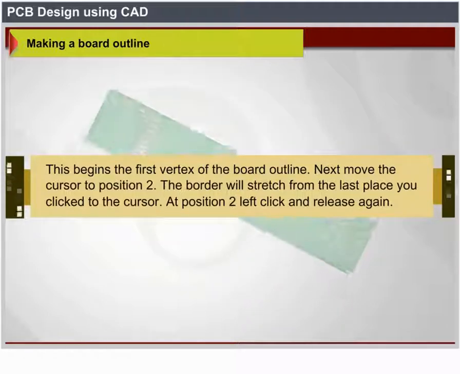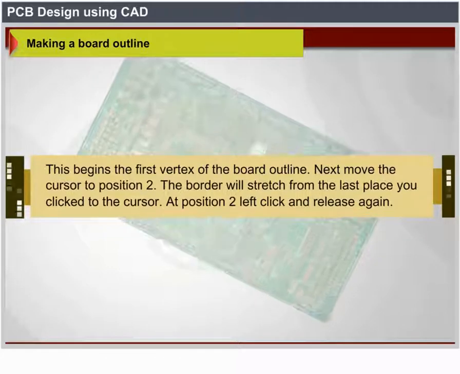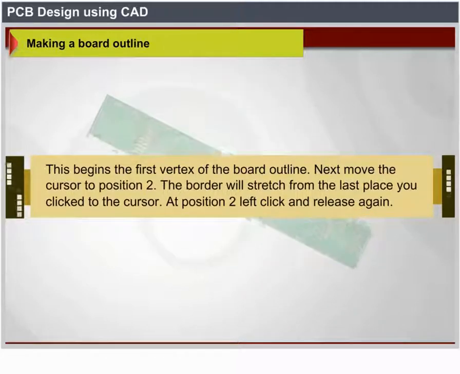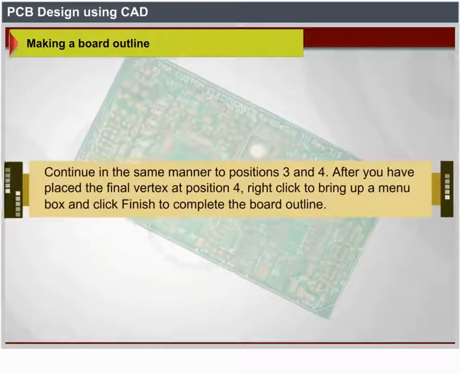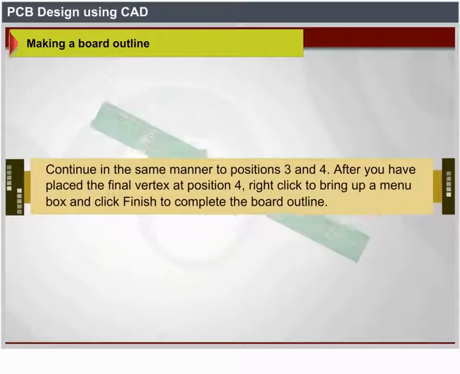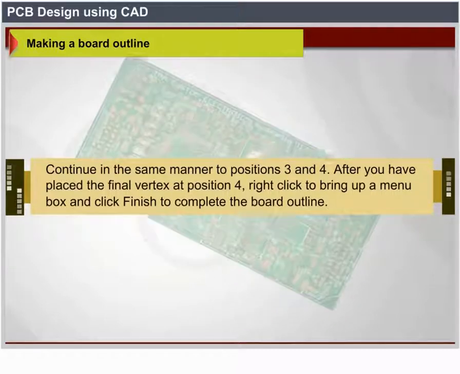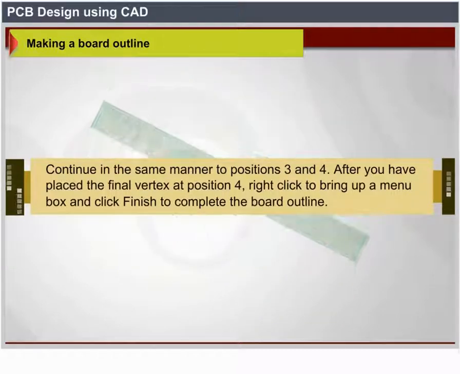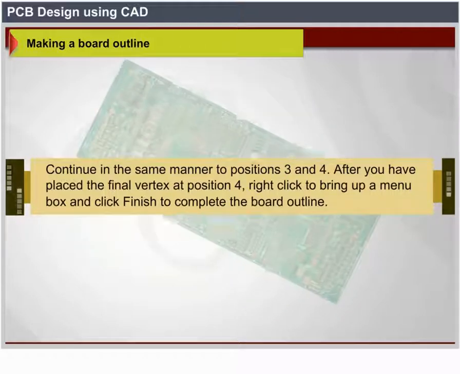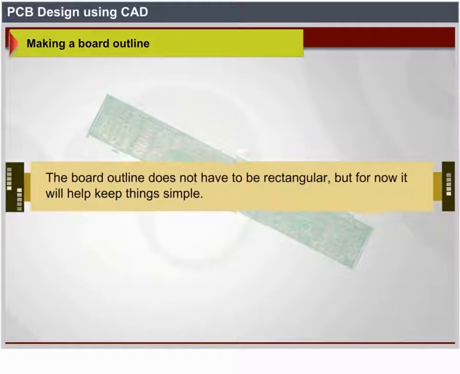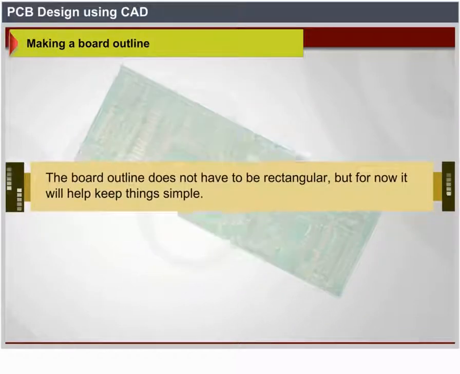Next, move the cursor to position 2. The border will stretch from the last place you clicked to the cursor. At position 2, left click and release again. Continue in the same manner to positions 3 and 4. After you have placed the final vertex at position 4, right-click to bring up a menu box and click Finish to complete the board outline. The board outline does not have to be rectangular, but for now it will help keep things simple.